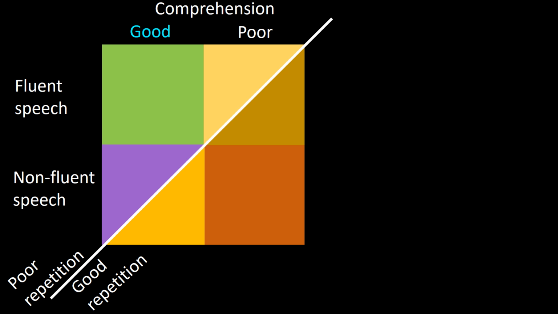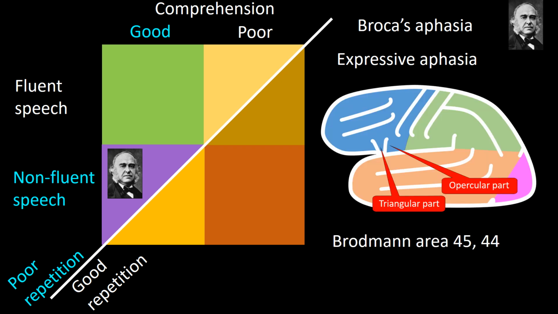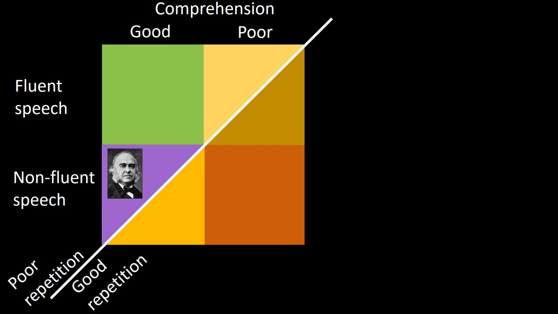If comprehension is good, but speech is not fluent and repetition is poor, the patient has the aphasia described by this man, Paul Broca. This type of aphasia is called expressive aphasia, and it is due to involvement of the frontal triangular and opercular parts. These parts are located in the inferior frontal gyrus, and they correspond to Brodmann areas 45 and 44. Now let's go back to the chart to introduce a new type of aphasia.